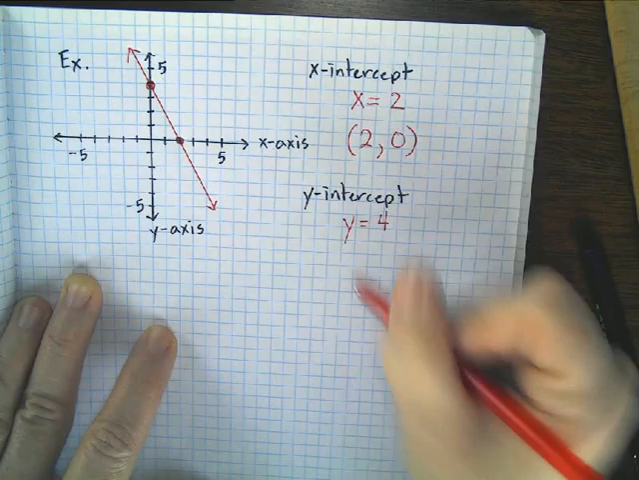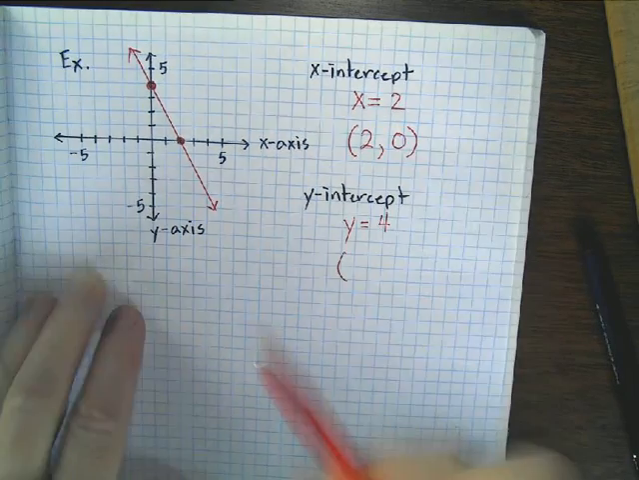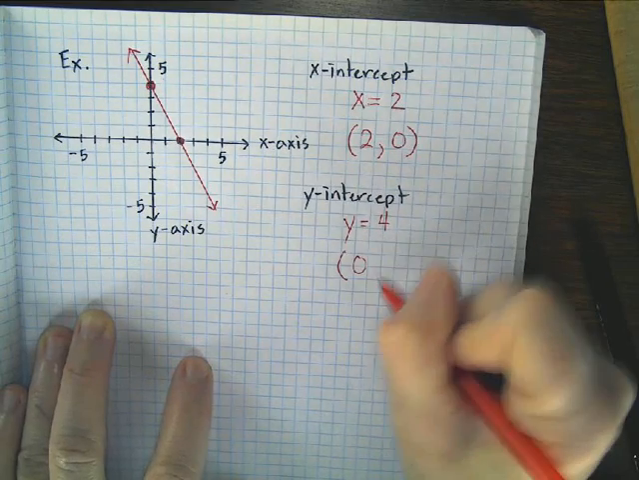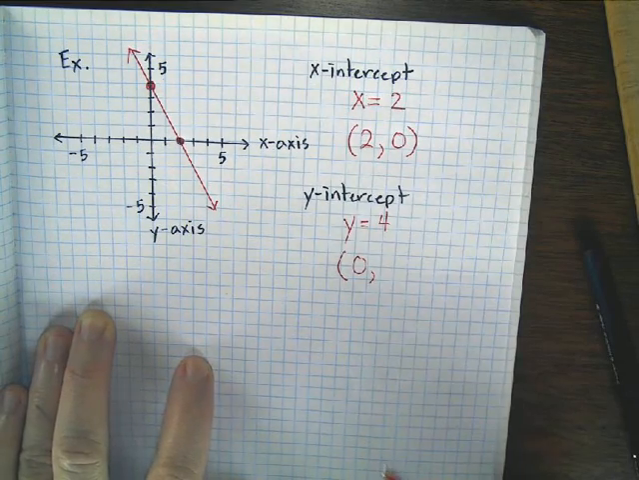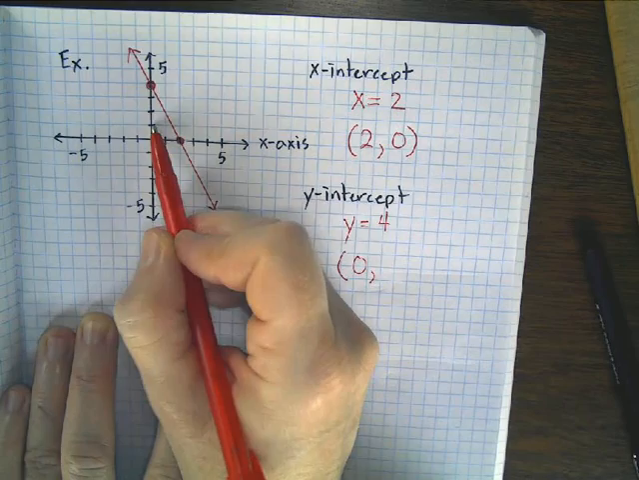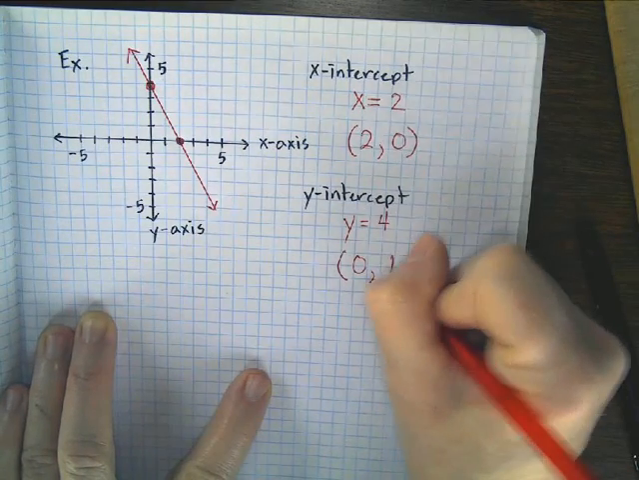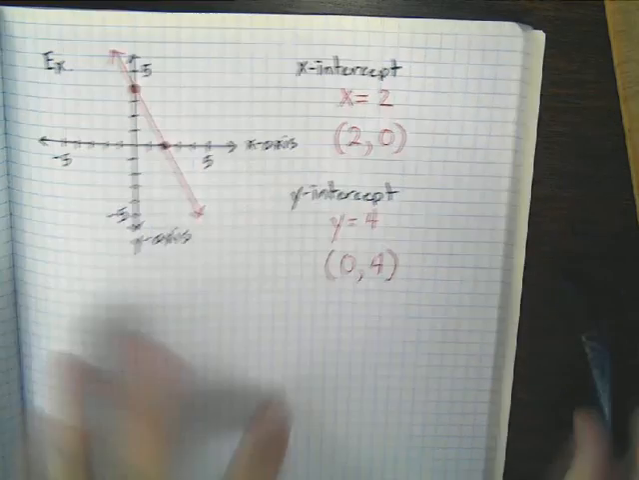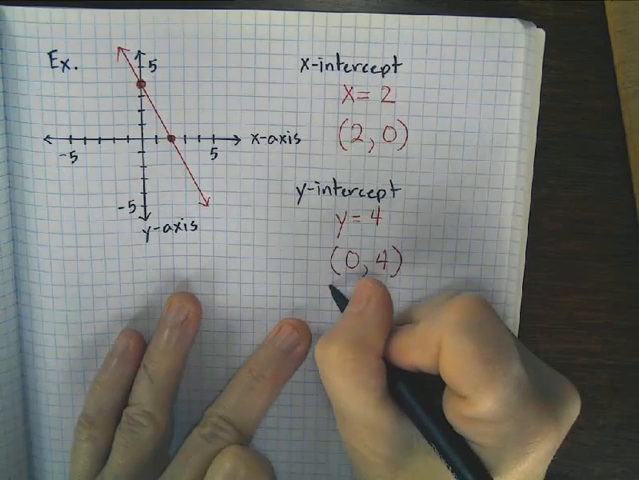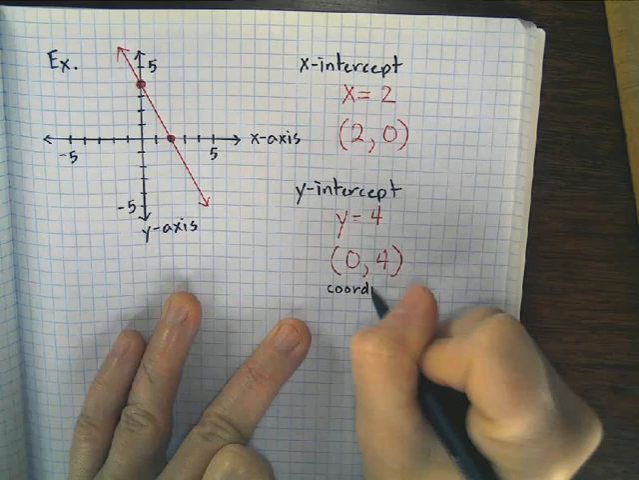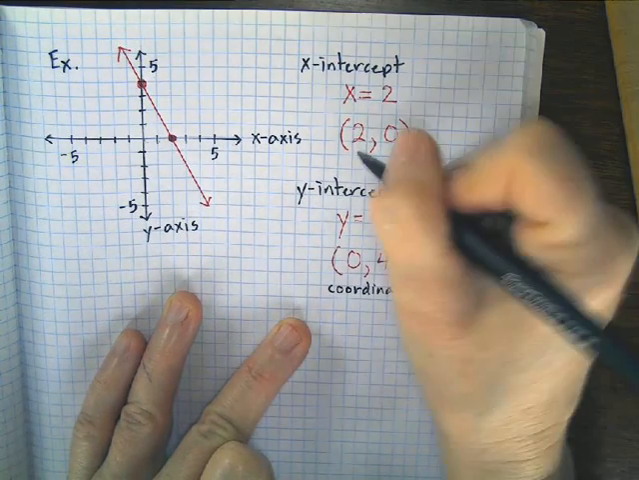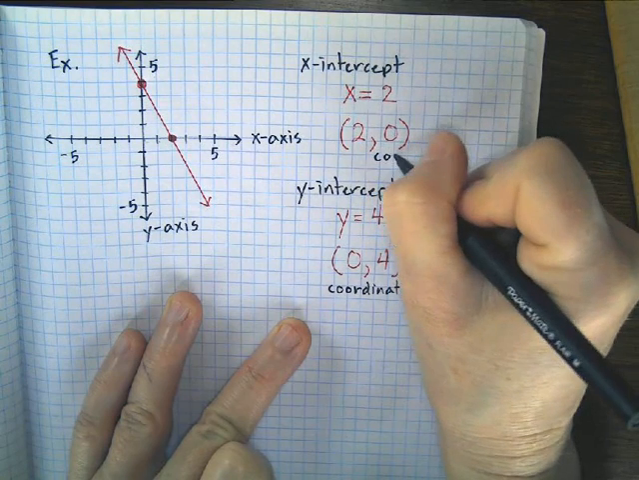How would I write that as a coordinate pair? How would I get there? I don't go right, I don't go left. So the first number is 0. And then I have to go up. 1, 2, 3, 4. Okay, so here it is as a coordinate pair. This is called a coordinate pair.